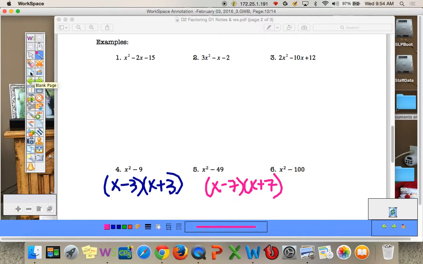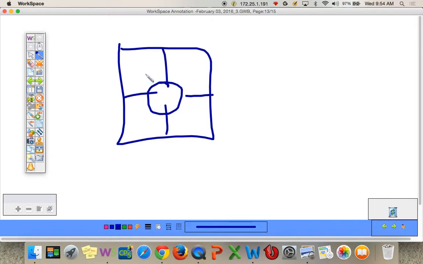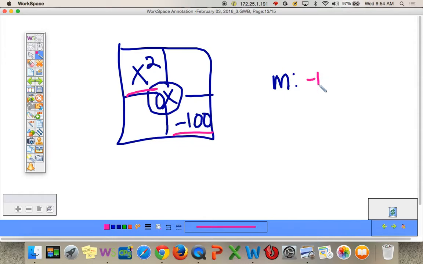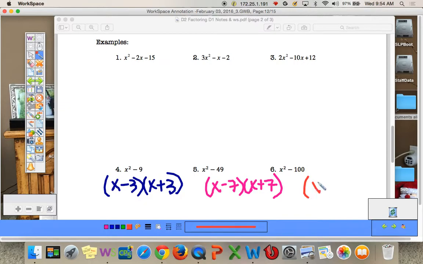Let's try the last one, x squared minus 100. So I'll put it right in my box and circle here. X squared minus 100. There's a 0x in here. So it multiplies to my first two terms, negative 100x squared, and adds to 0. Well, factors of negative 100 could be negative 10 and 10. So let's put those in our box in either order. So x times x is x squared, x times negative 10 is negative 10x, x times 10 is 10x, and to check your answer, negative 10 times 10 is negative 100. So this is x plus 10, x minus 10.